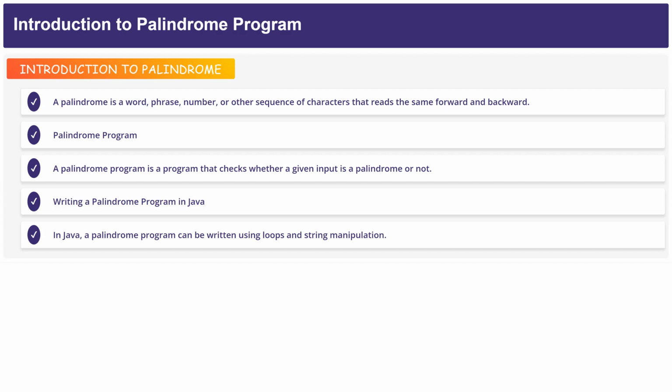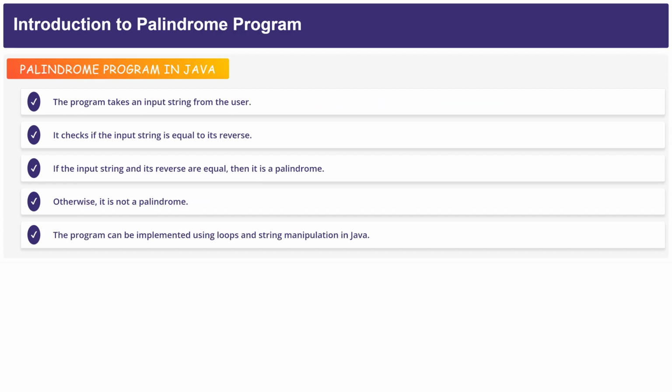A palindrome program is a program that checks whether a given input is a palindrome or not. In Java, a palindrome program can be written using loops and string manipulation. Let's understand how to write a palindrome program in Java.